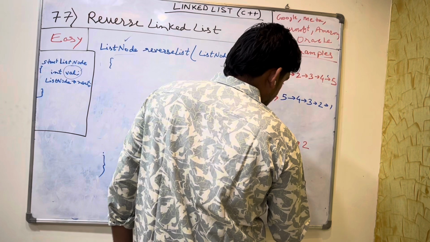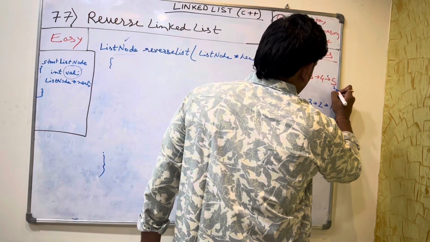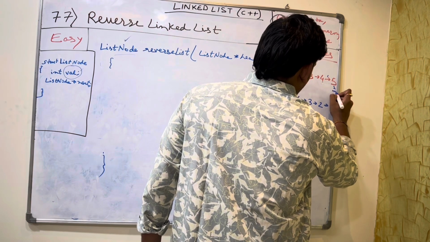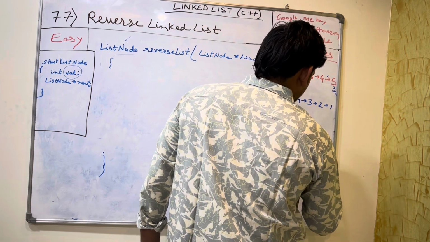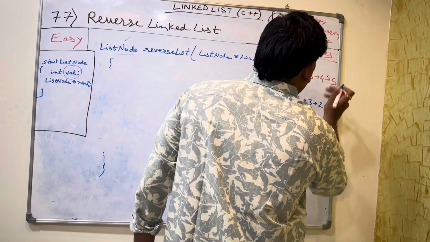So it will start from 2, and you know that the end is always null. So here 5 is pointing to null, and after reversing, 1 would be pointing to null. We are just reversing it, right?